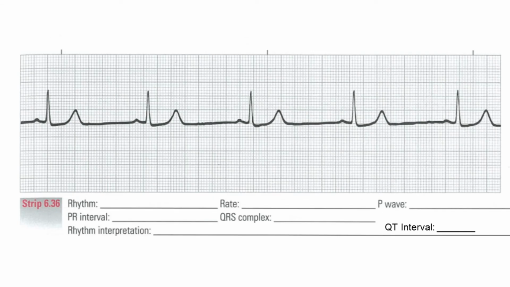In 6.36, in this rhythm, the rhythm is regular. The rate is 41, and if you did your 6-second strips, you would not count the first one. And you have 4 complexes. You have P waves before every QRS, so we are going to call that sinus. And with those P waves and R waves, we can measure our PR interval.